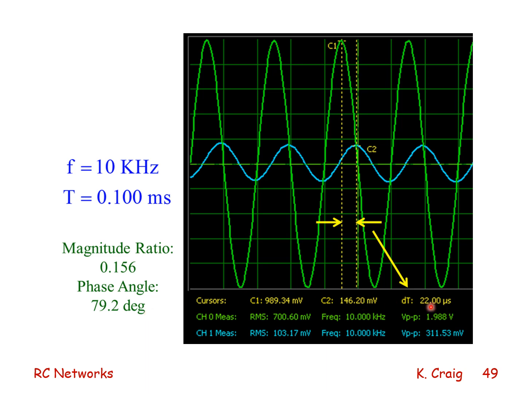And the way I know that is because if I look at the delta t between the peak of one curve and the peak of the other curve, and I know what the delta t is, which is 22 microseconds, and I know the frequency of the sine wave is 10 kilohertz, I can then take this delta t, divide by the period of the sine wave, multiply by 360 degrees, and get 79.2 degrees.